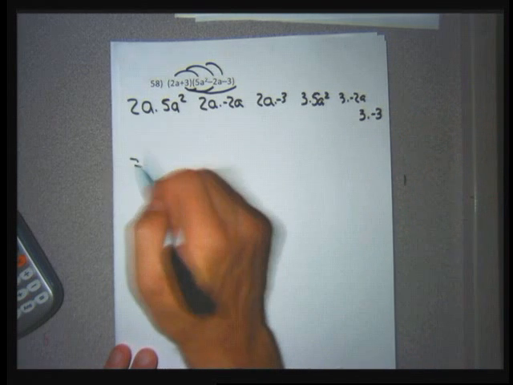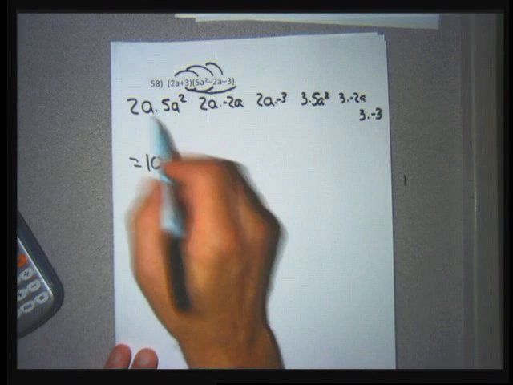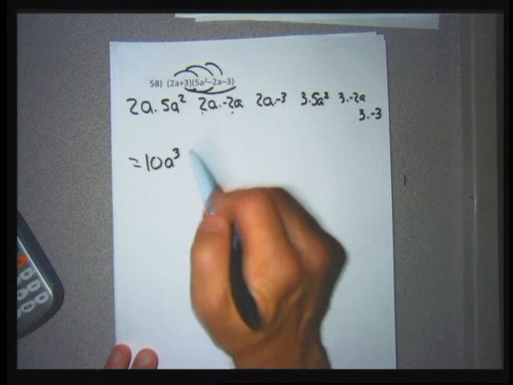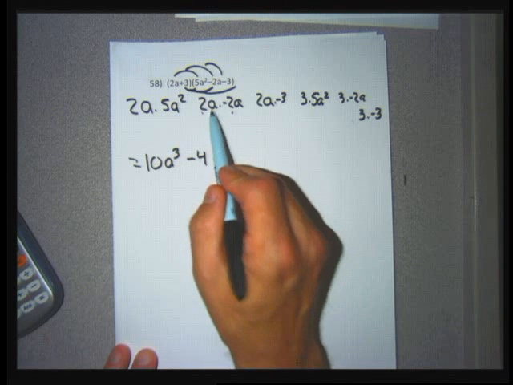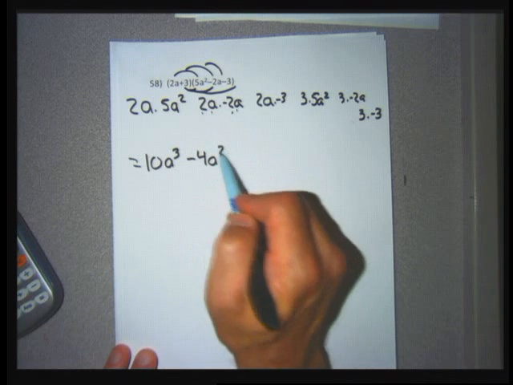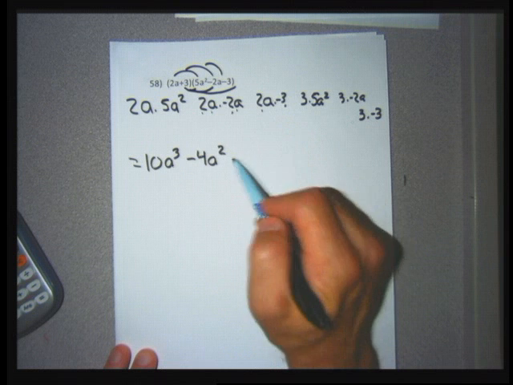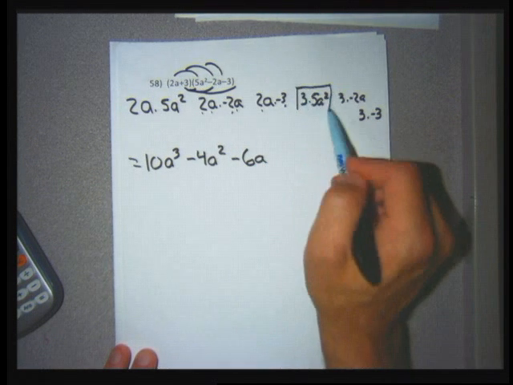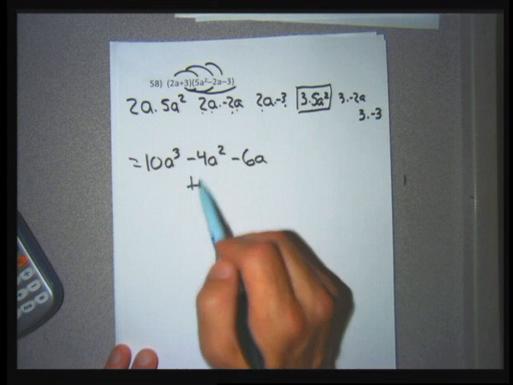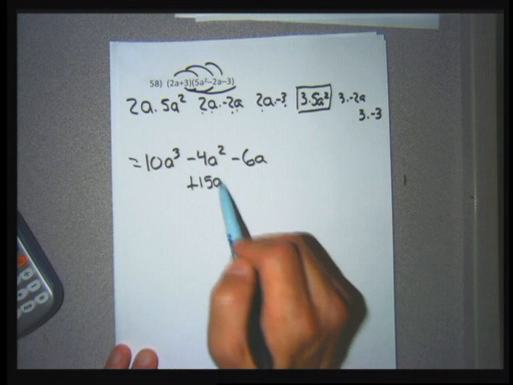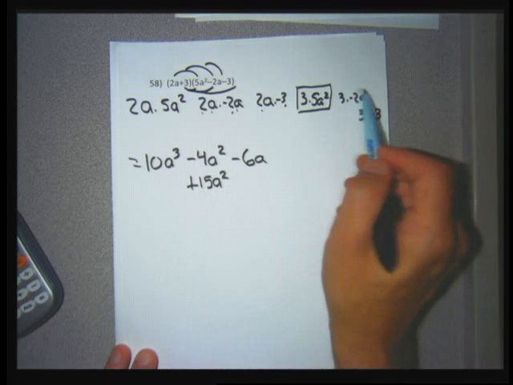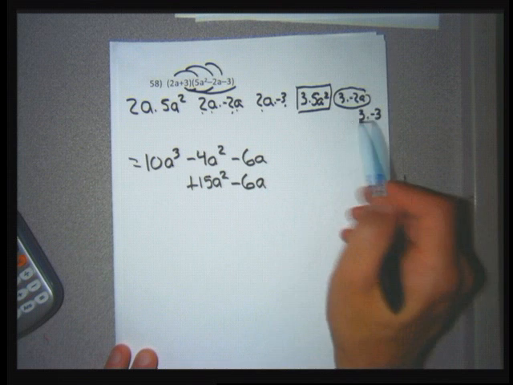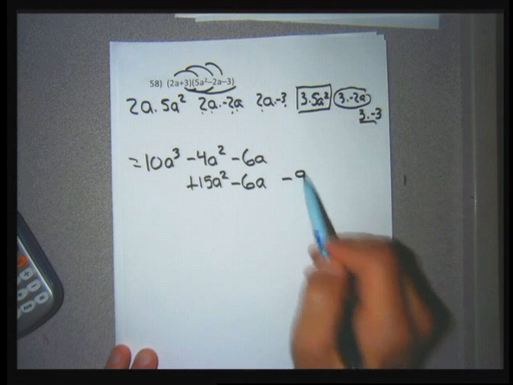First multiplication, I go 2 times 5 and get a 10, a times a squared and get an a cubed. Second multiplication, 2 times minus 2 and get a minus 4, a times a and get an a squared. Third multiplication, 2a times minus 3 is minus 6a. Fourth multiplication, I multiply 3 times 5 and get a positive 15, and I leave the a squared. Next multiplication, 3 times negative 2, I get a negative 6, and I leave the a. Last multiplication, 3 times negative 3 is negative 9.